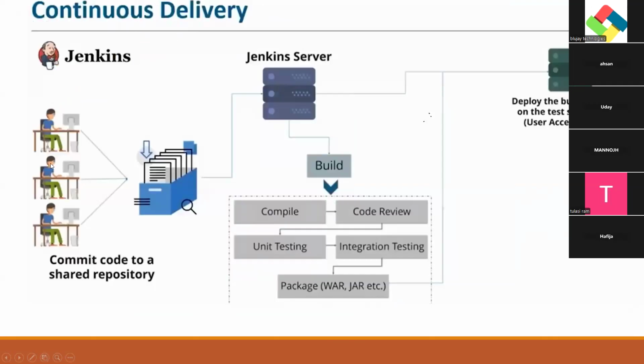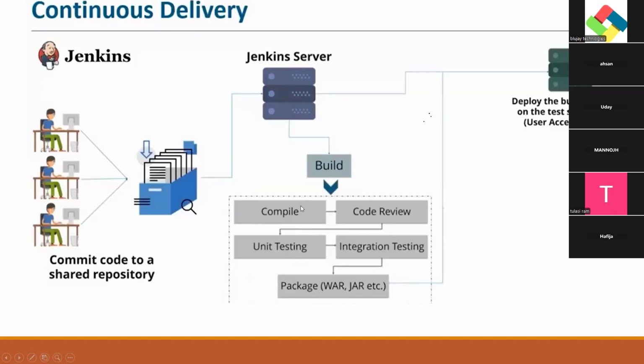Continuous integration: developers develop the code and commit to a shared repository, the Git repository. Once the developer commits, we will provide a Poll SCM concept. Once it is done, the Jenkins server takes that code and builds the code. How can they build the code? First compile, code review with SonarQube, unit testing with JUnit or Gradle, right? And the integration testing, then package as a war or jar. So this is nothing but CI.